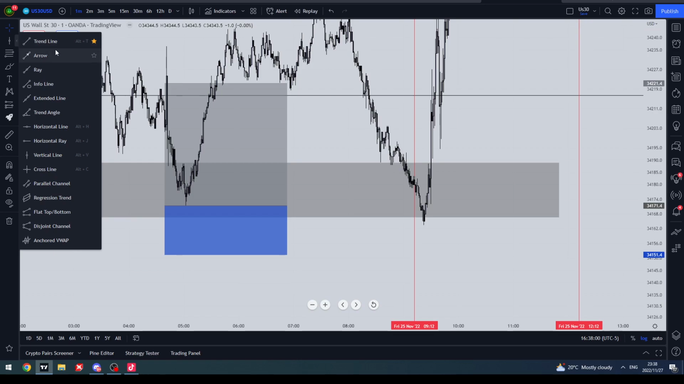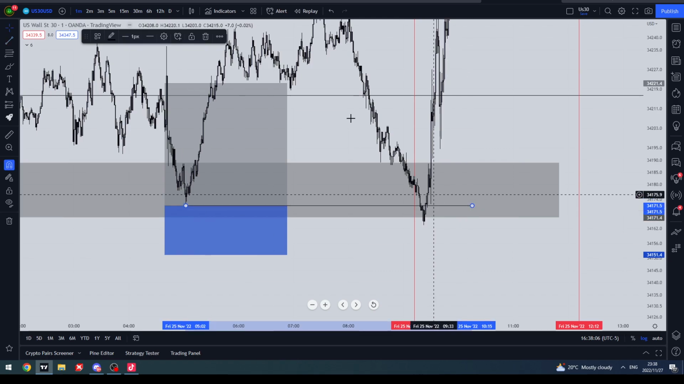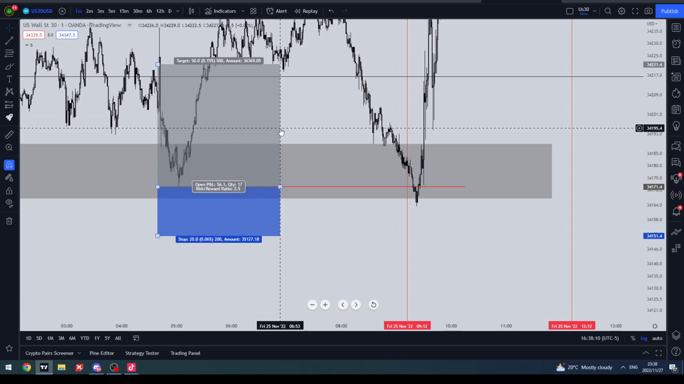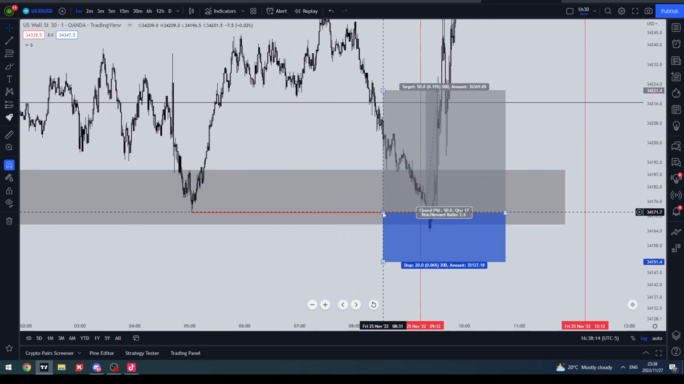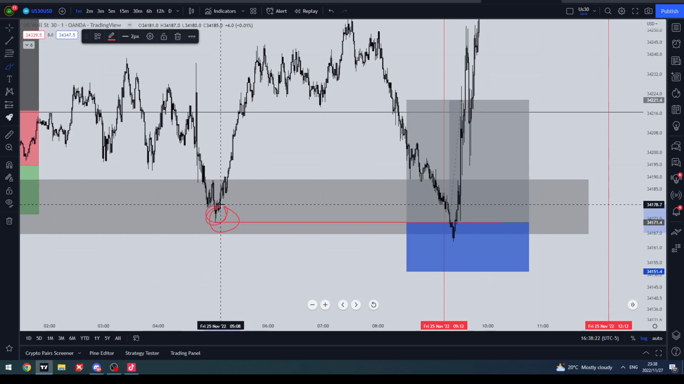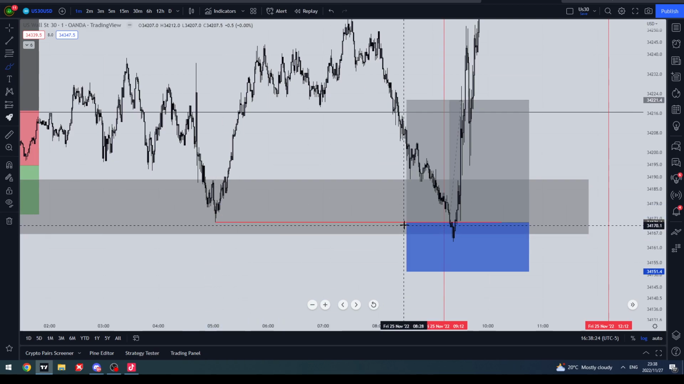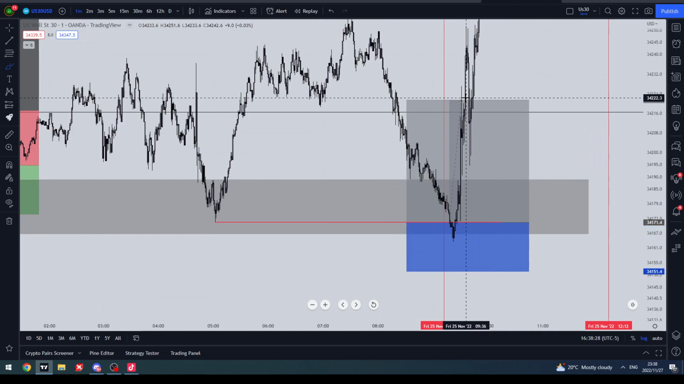Let's move that to the left. Do this every day, twice a day. Let's move this over to the left. Enter at the break of the low or the liquidity that was taken. Set your stop $20 below and target 50.